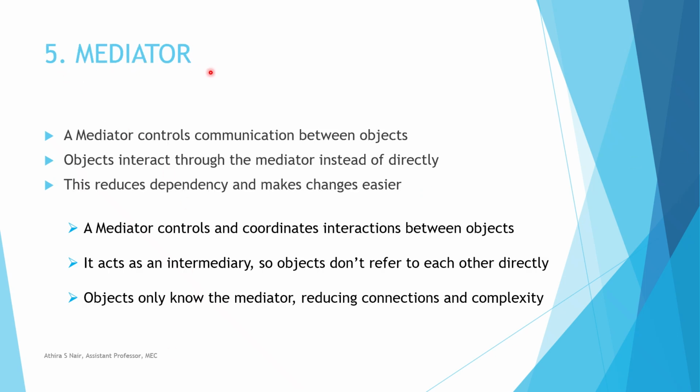Next type is mediator. This defines an object that encapsulates how a set of objects interact. And mediator also promotes loose coupling by keeping objects from referring to each other explicitly, and it also lets you vary their interaction independently. A mediator is responsible for controlling and coordinating the interactions of a group of objects. The mediator serves as an intermediary that keeps objects in the group from referring to each other explicitly, and the objects only know the mediator. So it reduces the number of interconnections and also reduces complexity.